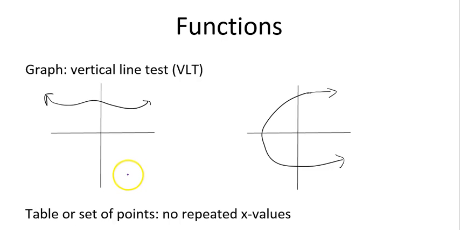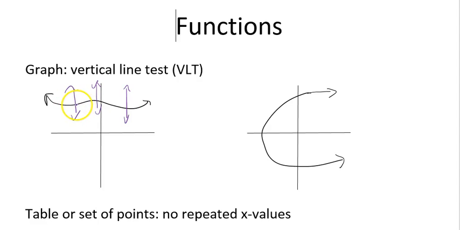This lesson is on functions, and we're going to talk about how to tell whether or not something is a function in some different settings. The first is with a graph. If you are looking at a graph, you want to do the vertical line test, which sometimes I abbreviate VLT. That means I just pass a vertical line across that graph, and if it hits it more than once at a time, then it is not a function.